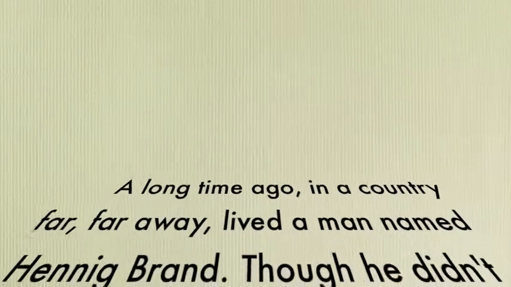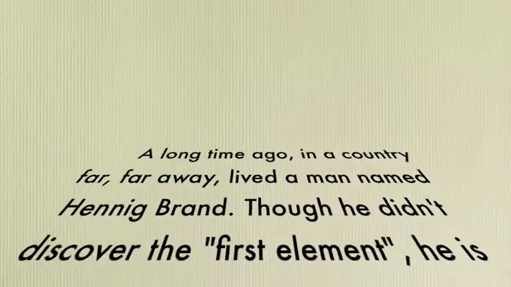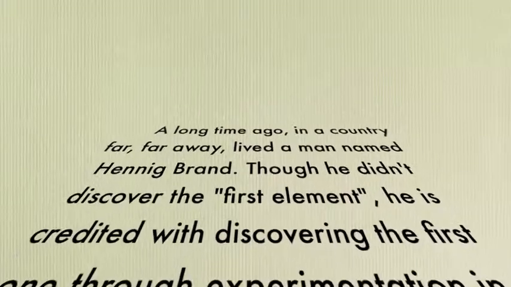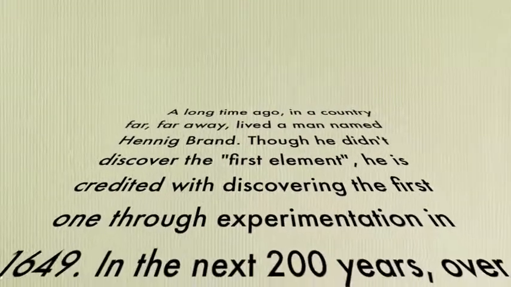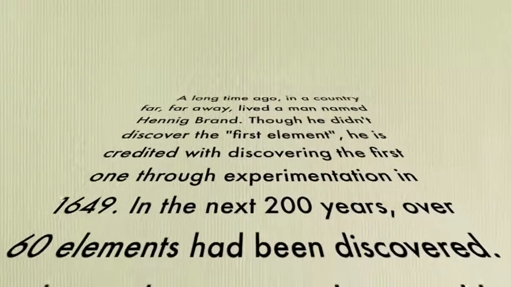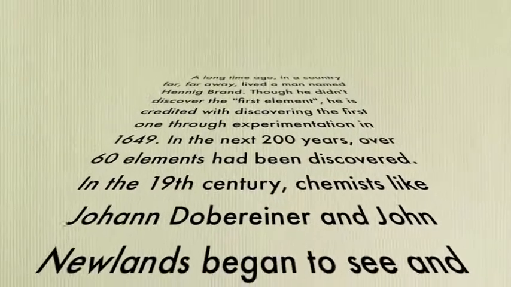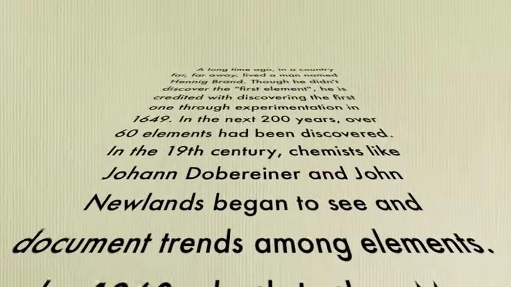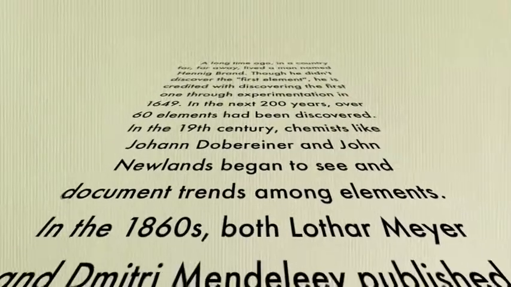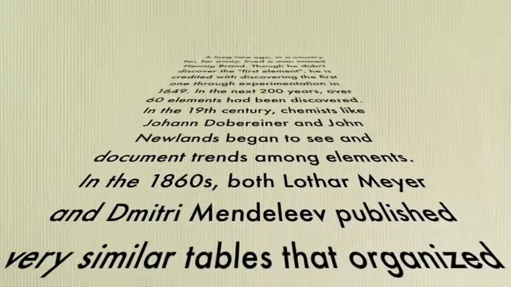And now, a brief history. A long time ago, in a country far, far away, lived a man named Hennig Brand. Though he didn't discover the first element, he is credited with discovering the first one through experimentation in 1649. In the next 200 years, over 60 elements had been discovered. In the 19th century, chemists like Johann Dobereiner and John Newlands began to see and document trends among elements.